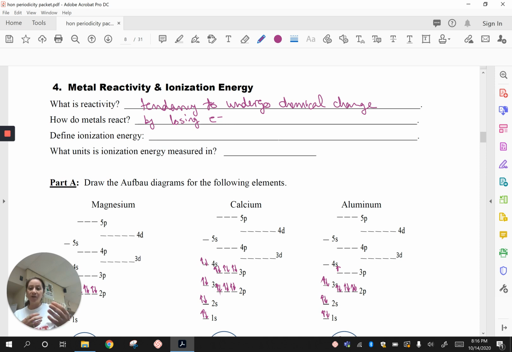The valence electrons are attracted to the nucleus. And so in order to remove those valence electrons, in order to lose those valence electrons, we have to put energy into the atom to remove them. That energy that's required to remove the electron is ionization energy. So let's define that. Let's write it down. It is the energy required to remove the outermost electron from a gaseous atom.